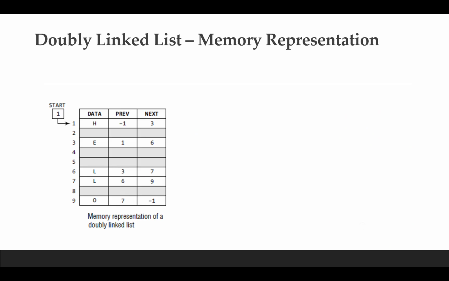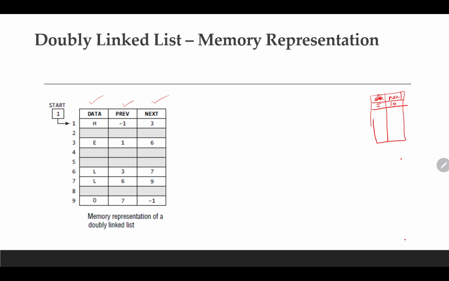Then memory representation. Earlier we saw the representation for the circular linked list and linked list. There, the memory representation contains only two columns. The first column is data and the second column is next. Here it contains the data, and there it contains the address of the next node. But here in the memory representation we are using three columns: one is data, one is previous, and the other is next.